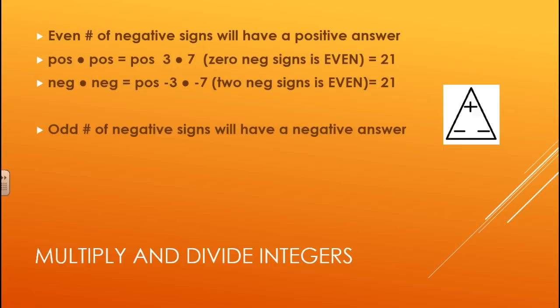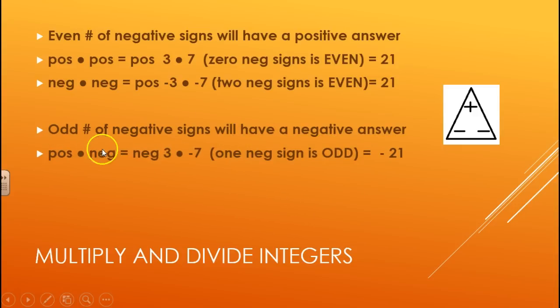Next, if you have an odd number of negative signs, you will have a negative answer. Oh, I forgot to point out the little triangle guy over here. Okay, so a negative times a negative equaling a positive. So I had these two guys, negative, negative, positive is what's left. So you cover up what you have, and you're left with your answer. This is our multiplying and dividing integers triangle. Works for odds as well. If I have an odd number of negative signs, we will have a negative answer.